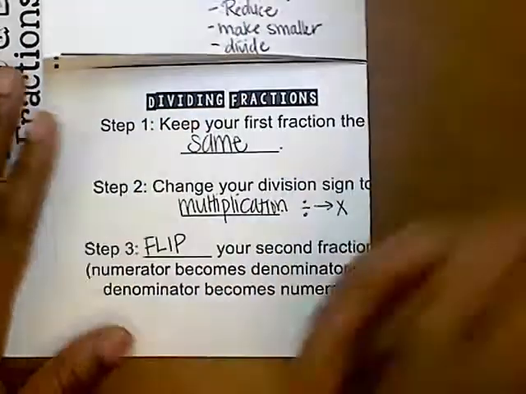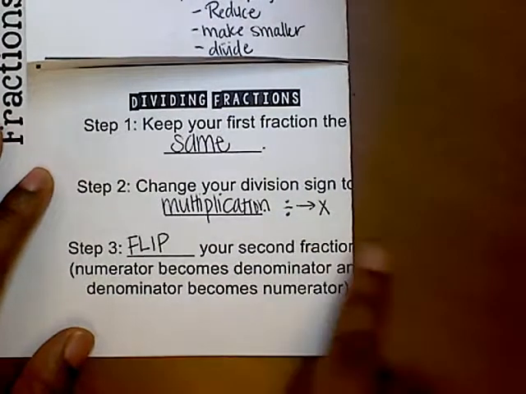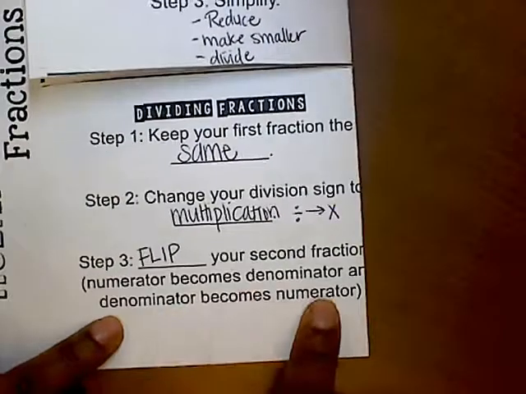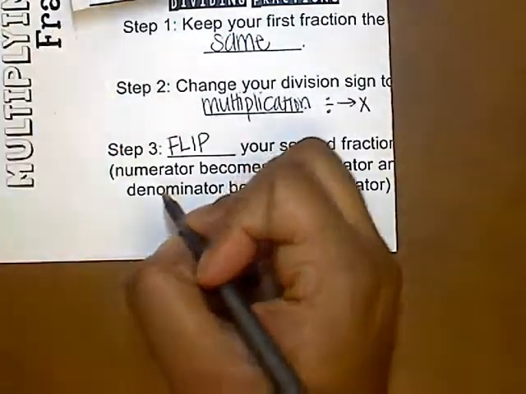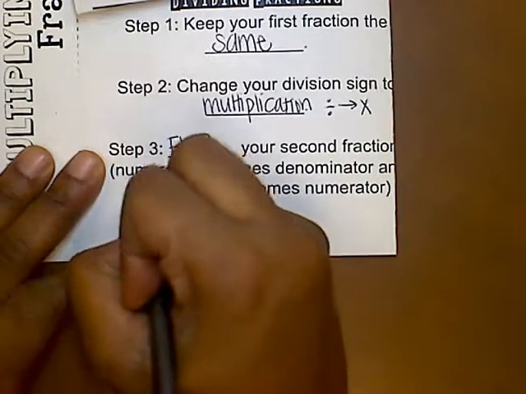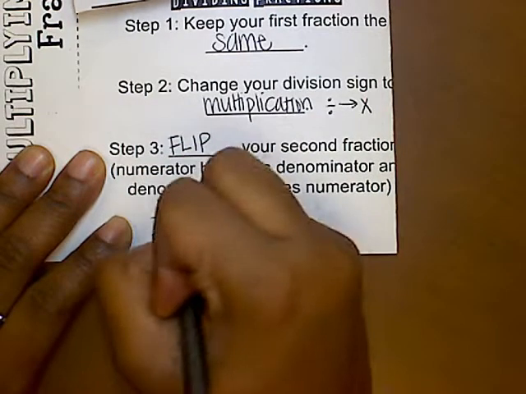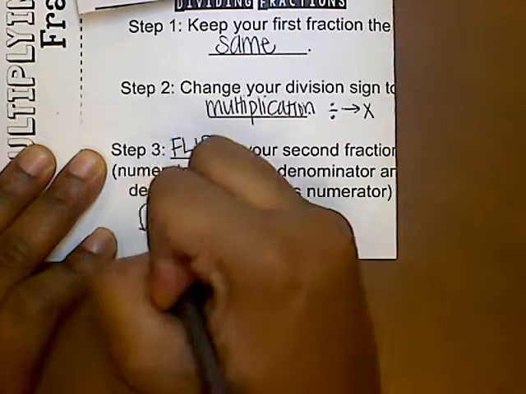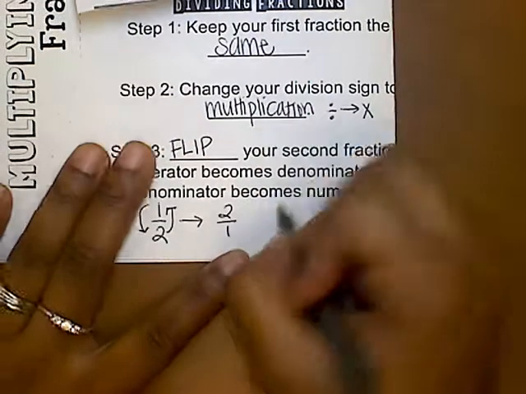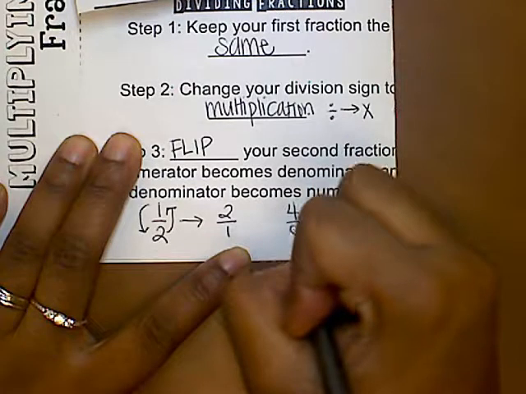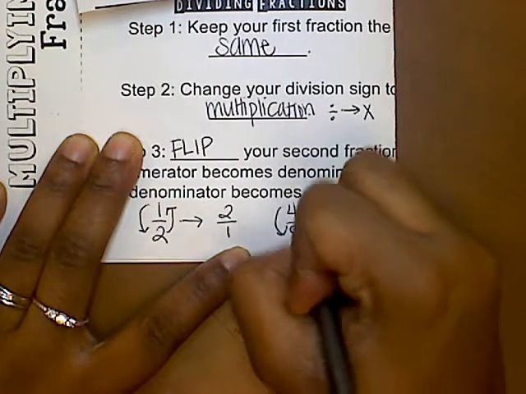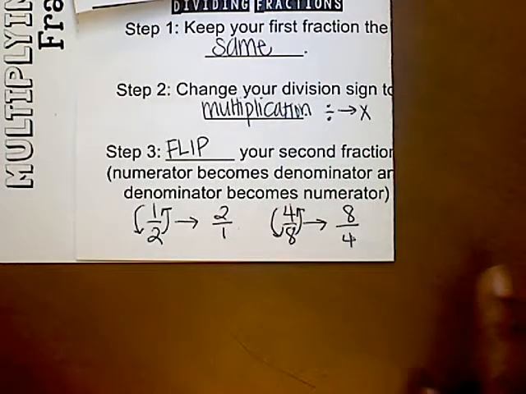Like flipping an egg. You're going to flip your second fraction upside down. So the numerator becomes the denominator and the denominator becomes the numerator. So you're just flipping it upside down. When I say flip, it's also called a reciprocal. If I have the number 1/2, when I flip it, it becomes 2 over 1. So again, just flipping it. If I have 4/8, flipping it would just make it 8 over 4. So again, flipping it upside down. And we only do that to the second fraction.